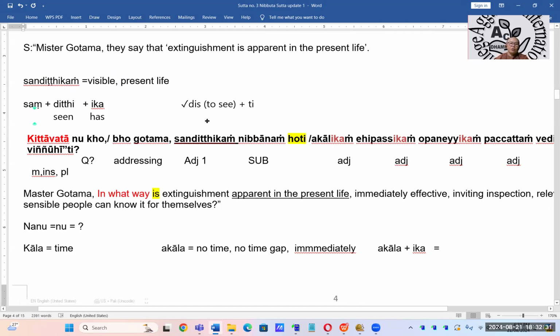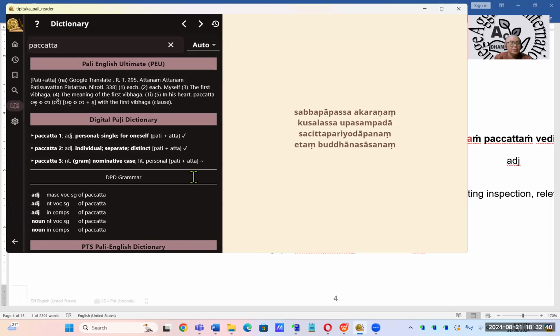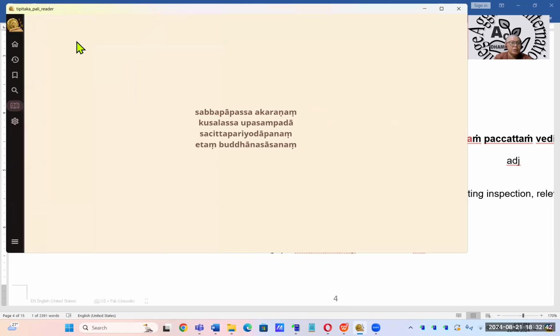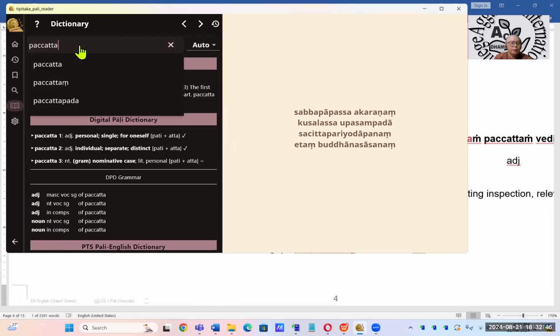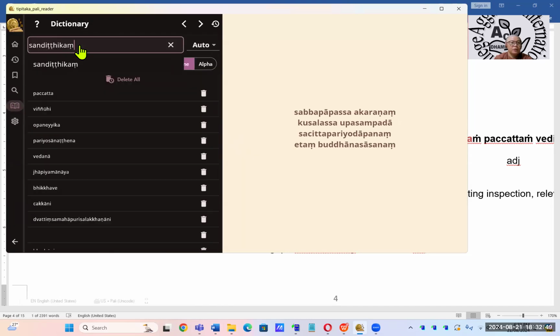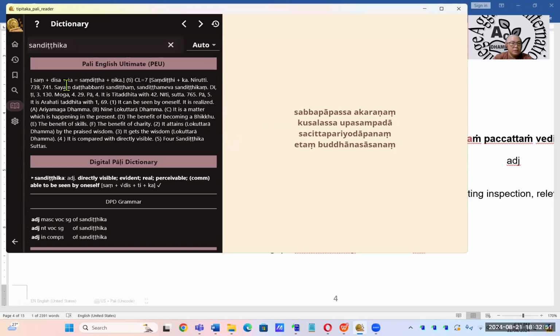So sometimes different scholars will interpret in other ways. Or we can just copy and paste into any dictionary and see what comes out. All right, so this is called the easy way. Okay, now this one comes from a Burmese dictionary. This is actually already translated from Burmese to English.